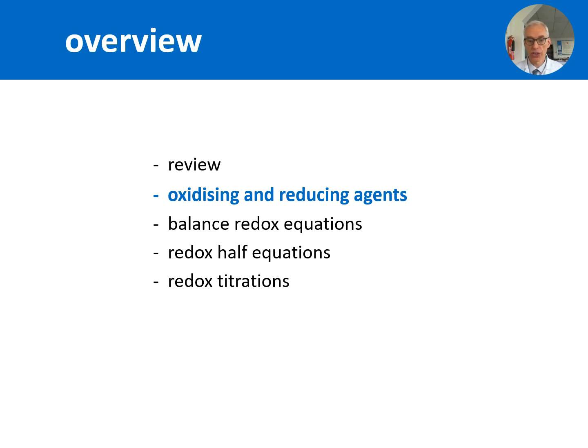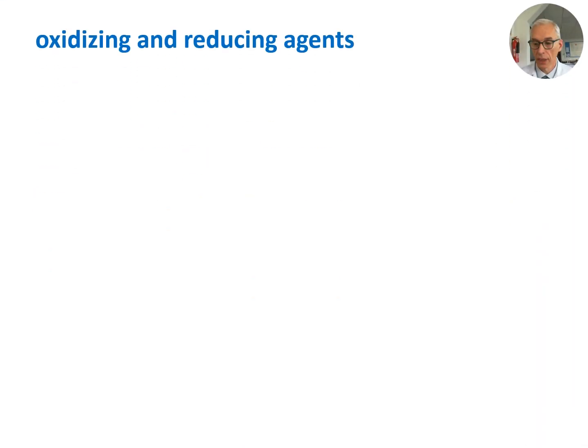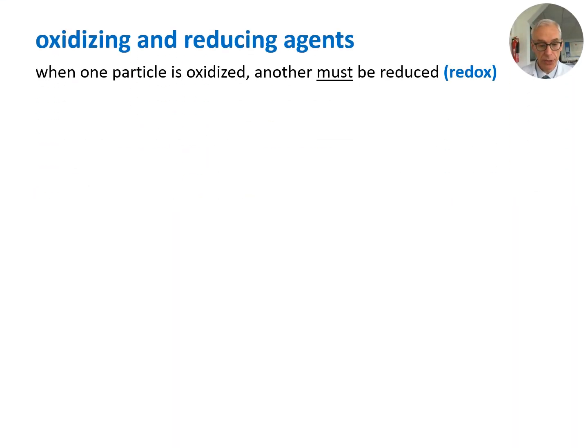Moving on to oxidizing and reducing agents. So it must be true that when one particle is oxidized, another must be reduced. For example, Fe2 plus is oxidized to Fe3 plus by the loss of an electron. That electron must be gained by another particle. Therefore, we refer to Fe2 plus as a reducing agent. The oxidation of Fe2 plus to Fe3 plus must be accompanied by the reduction of something else.